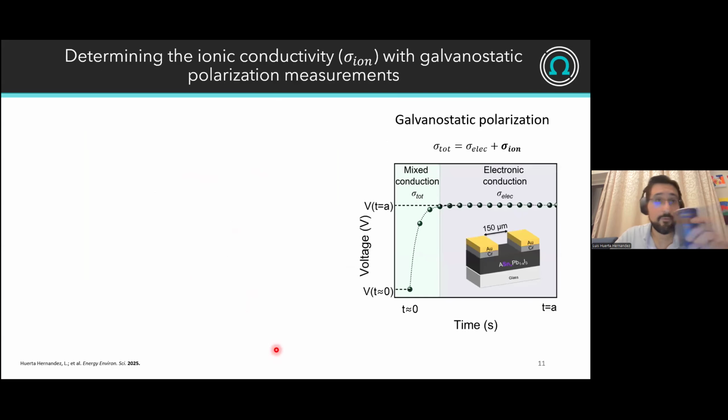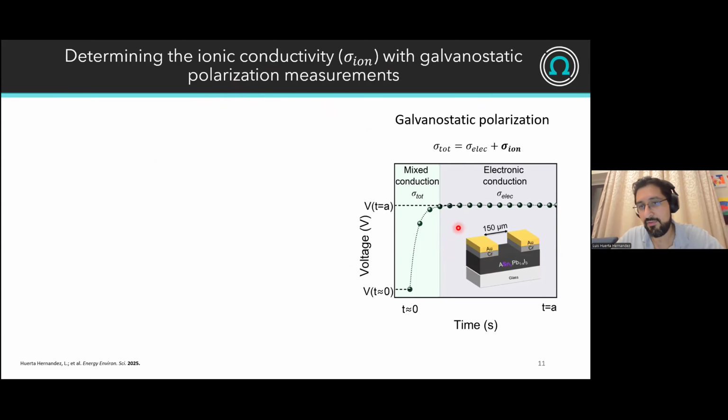And so we started by, we wanted to quantify the ionic conductivity in these materials with a technique called galvanostatic polarization. This technique was actually pioneered by Professor Joachim Maier's group. And with this technique, you basically have a lateral device with symmetrical contacts.